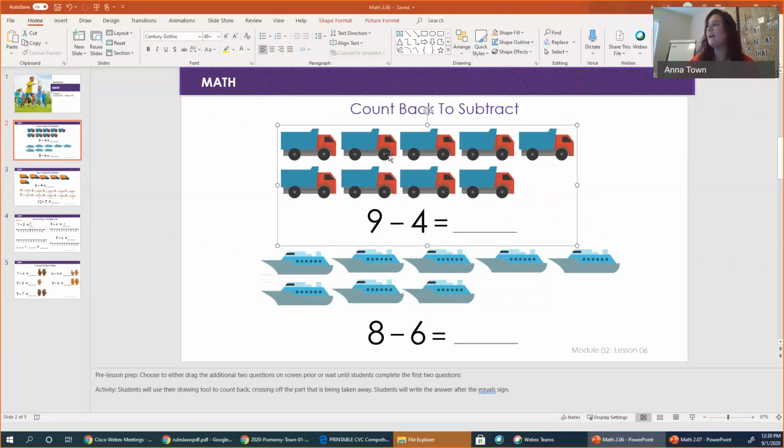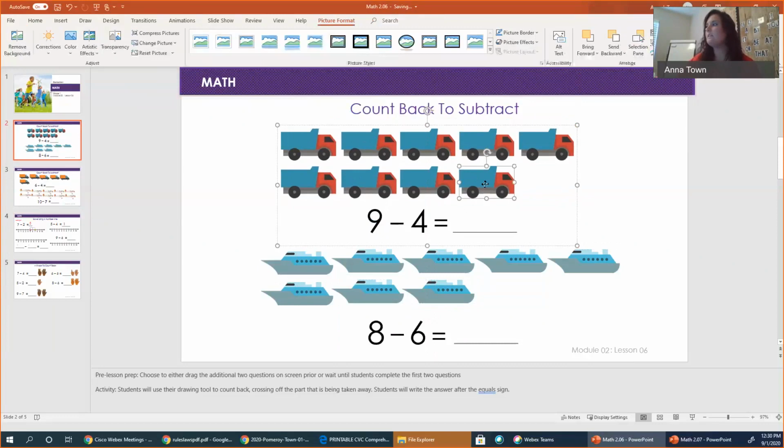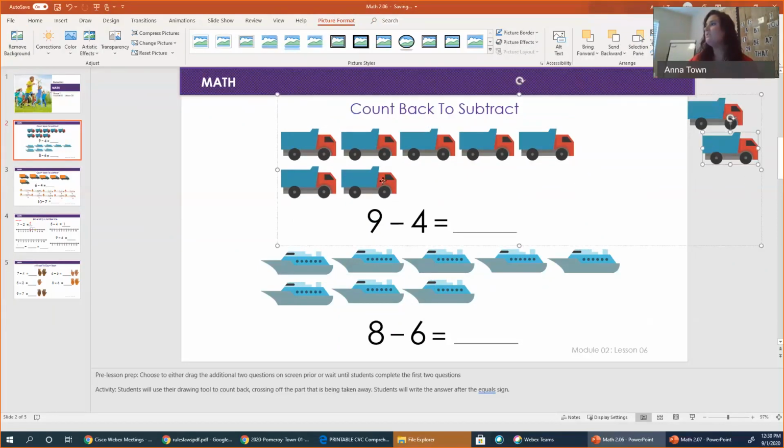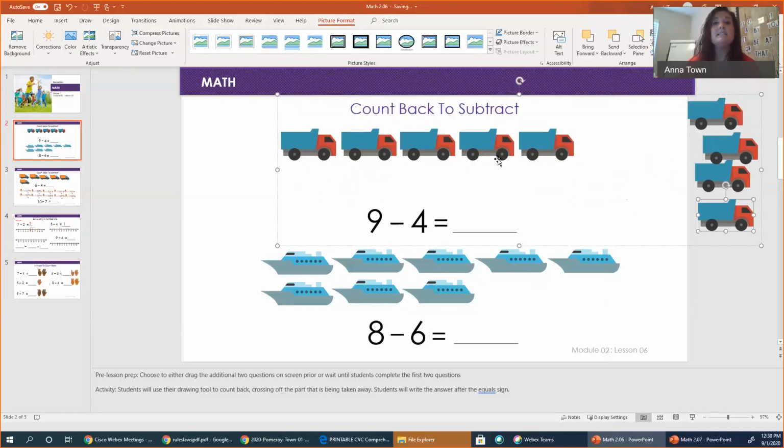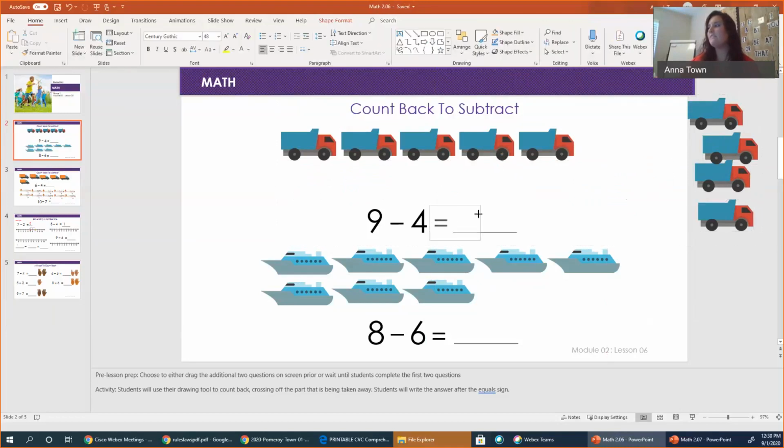So we have 9 total. 9 is the whole, 4 is the part, and we're going to take 4 away. 1, 2, 3, 4. Now it is our job to count to see how many are left. 1, 2, 3, 4, 5. 5 dump trucks are left, so our answer is 5.